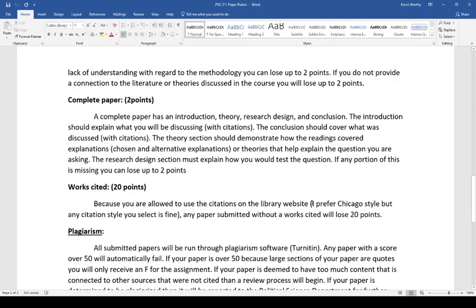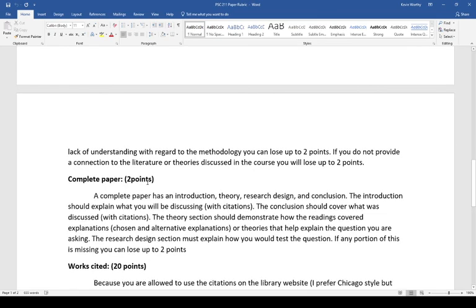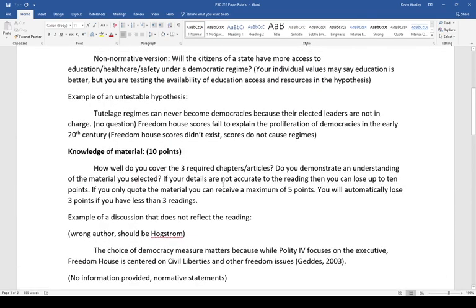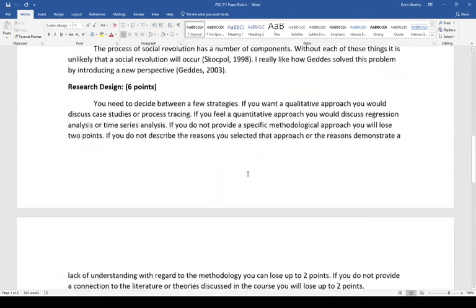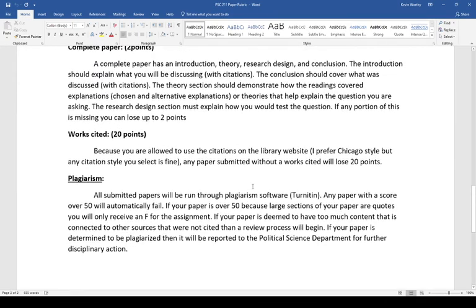And then the last part, so here we have, that's 20 points, right? Make sure it's a complete paper, make sure you have knowledge of material, make sure you have a research design that is obvious. If you don't include a works cited and in-text citation, and I prefer Chicago style, but I'm not going to penalize you either way. If you don't submit a paper with a works cited, you're going to get a 0. You're going to get a 0. You have to have a works cited and you have to have in-text citation, okay?